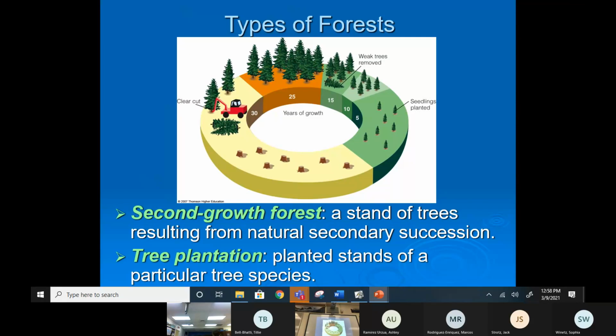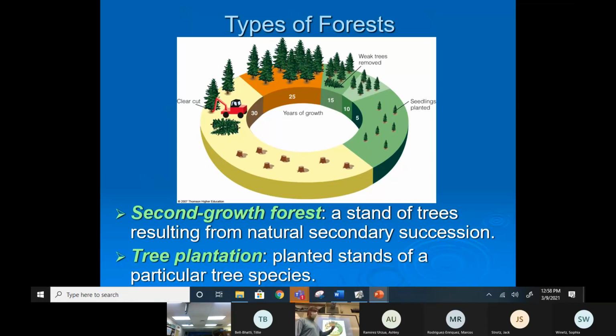So in a tree farm, this diagram is showing the tree farm. It's going to start over here on the right where it says seedlings are planted. After 5, 10, 15 years have gone by, they start removing the weaker trees, or if trees are too crowded together, they'll remove one of those trees, spread them out a little bit so they're competing less. Then after 25 or 30 years, they'll cut them all down.